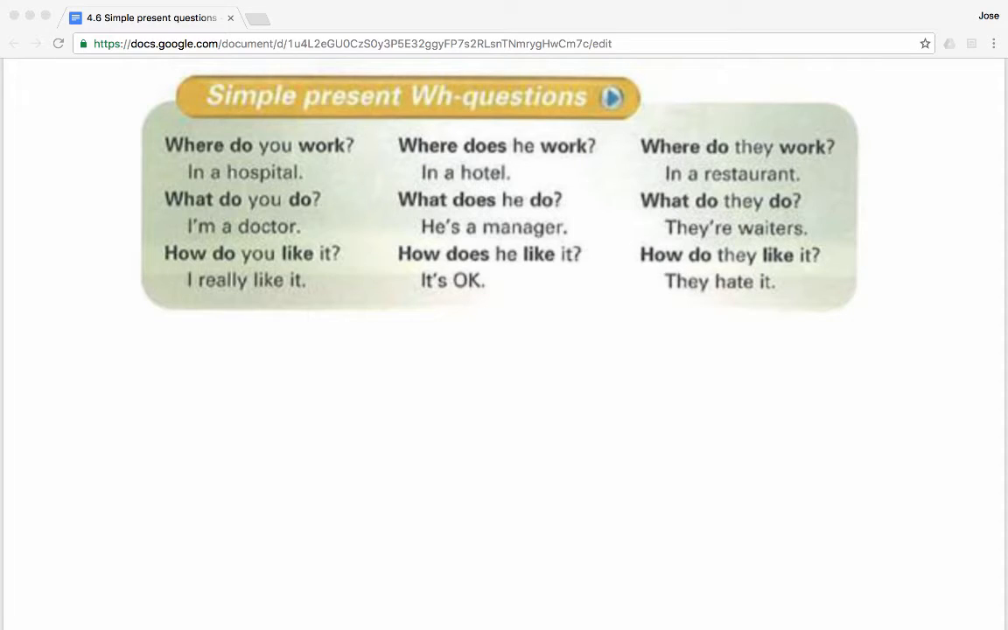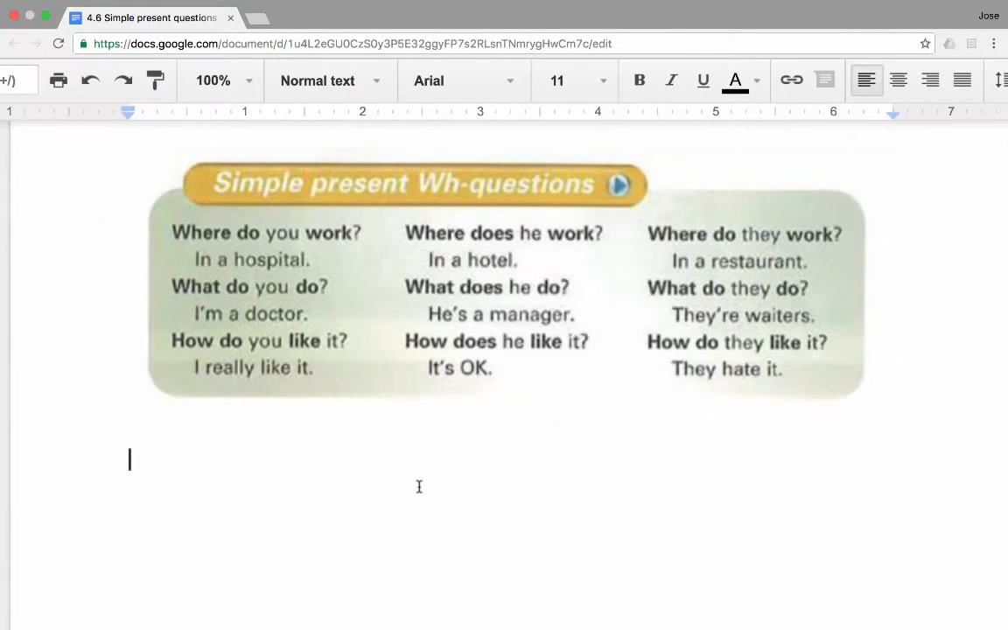Simple present WH questions. Where do you work? In a hospital. What do you do? I'm a doctor. How do you like it? I really like it. Where does he work? In a hotel. What does he do? He's a manager. How does he like it? It's okay. Where do they work? In a restaurant. What do they do? They're waiters. How do they like it? They hate it.